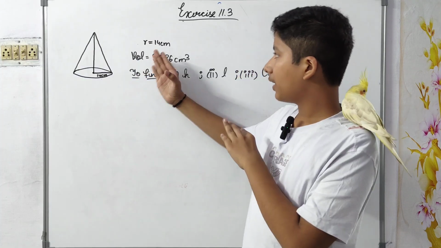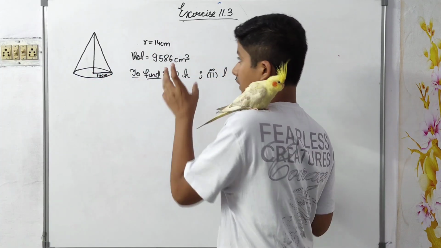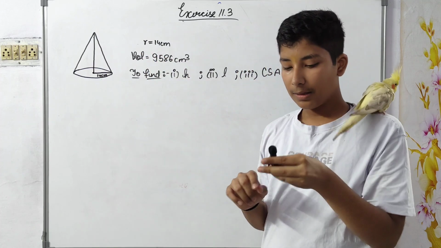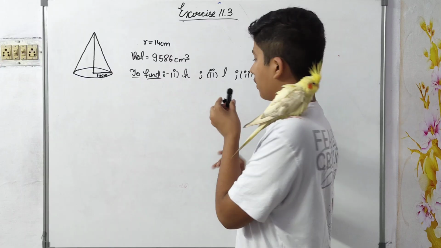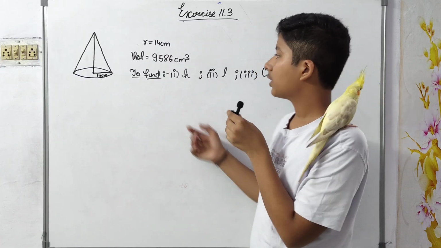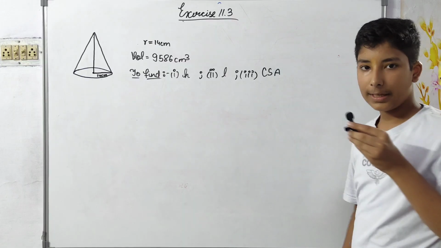So now over here it is given that there is a cone which has volume 9586 centimeter cube and radius is 14 centimeter. So here we have to find out its height, slant height and CSA.